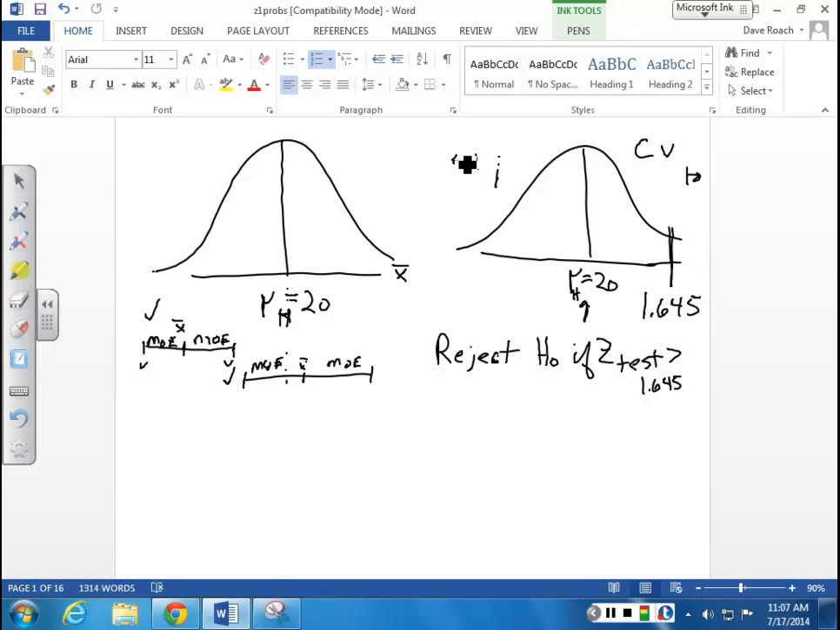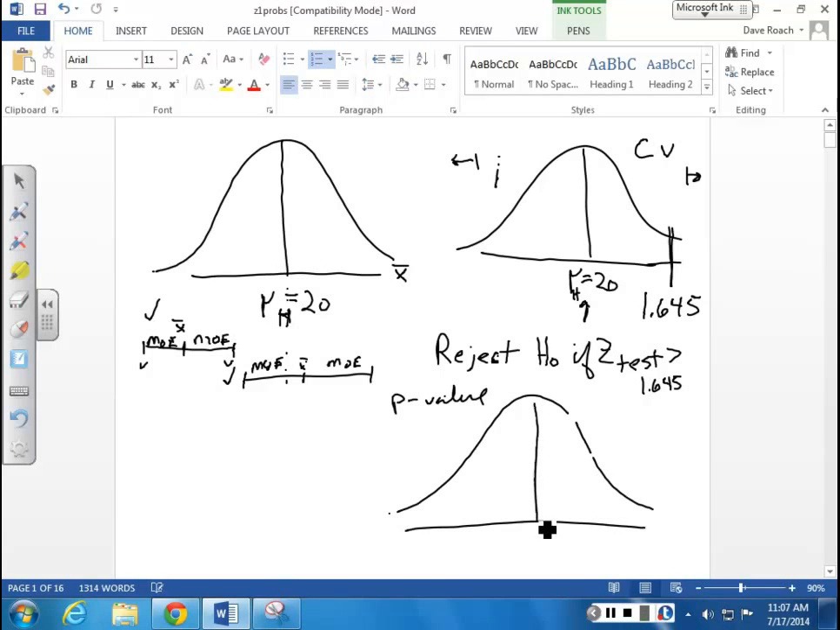Very much related to the critical value approach is the p-value approach. And it kind of goes like this. Let's say that again, mean is hypothesized as 20.